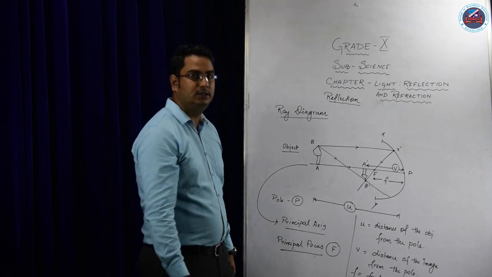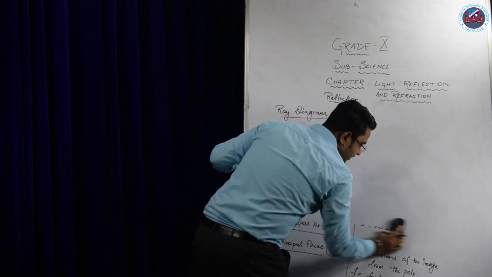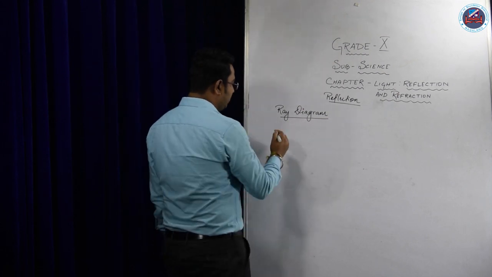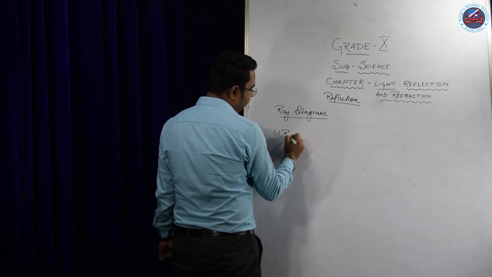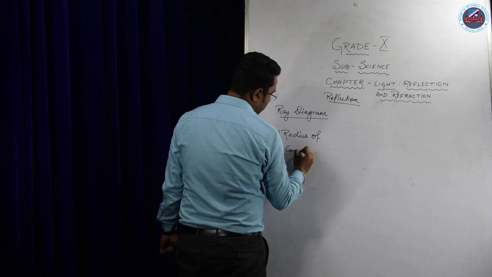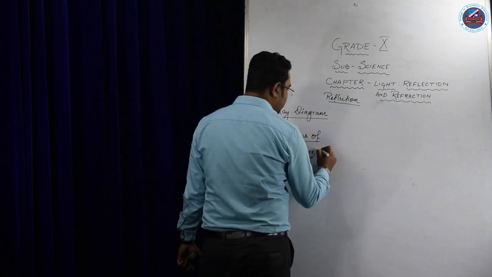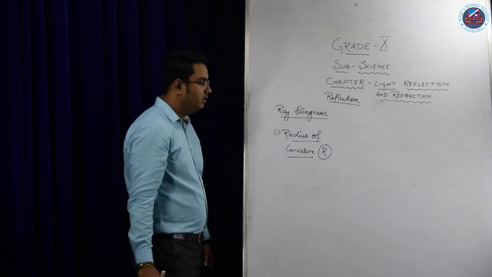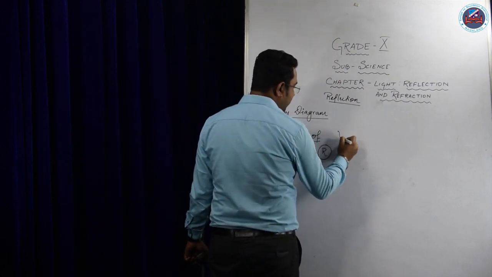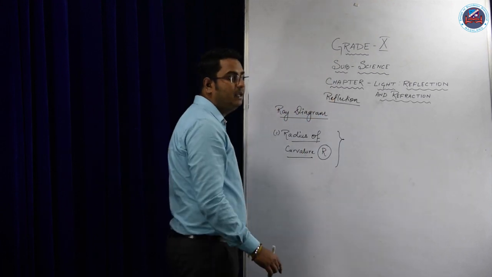Now there are a few other terms, like radius of curvature. There is another term, radius of curvature, which is denoted by capital letter R. Now what is radius of curvature? To understand radius of curvature, let's go back to the diagram of the mirror.